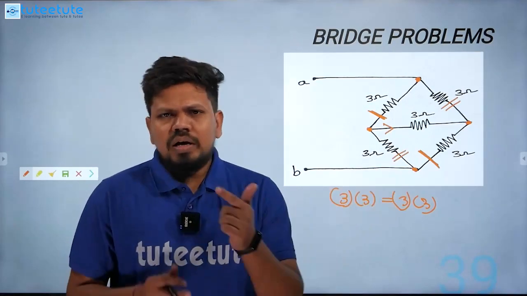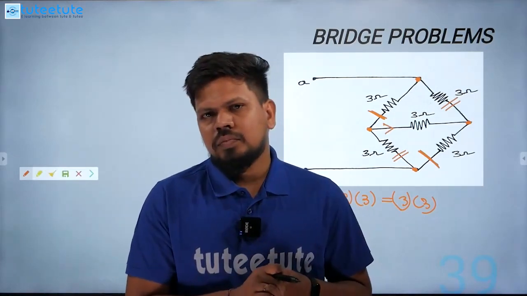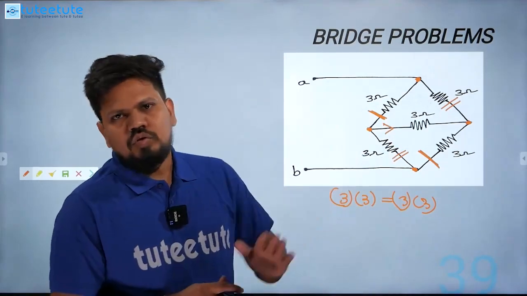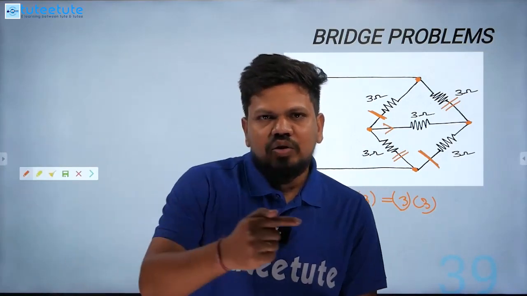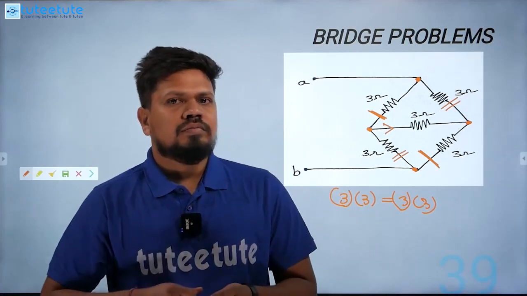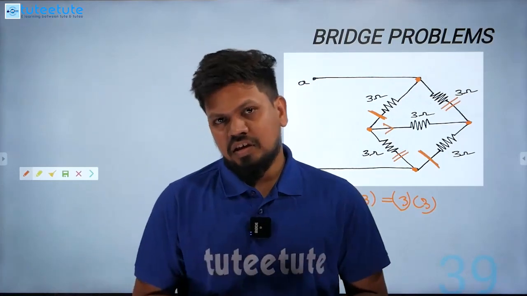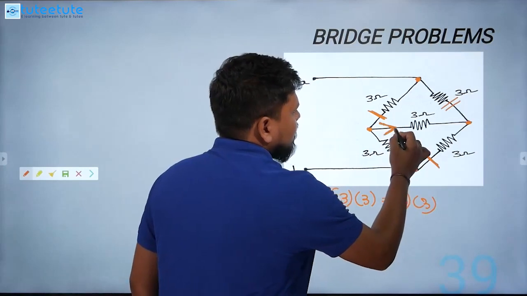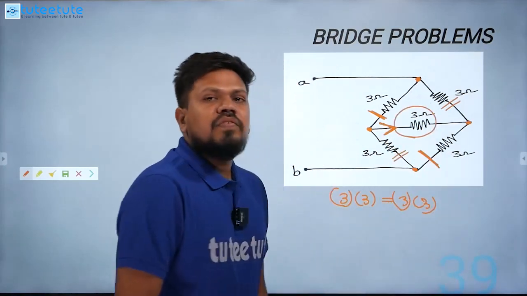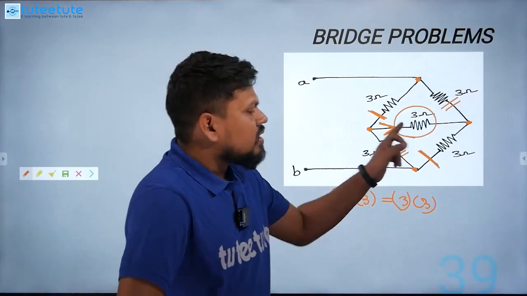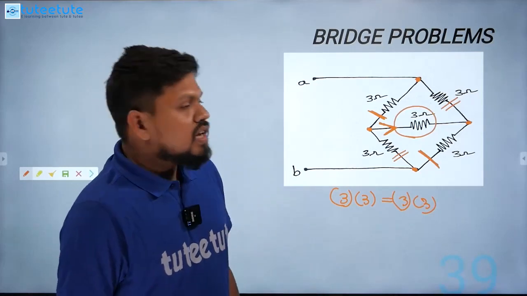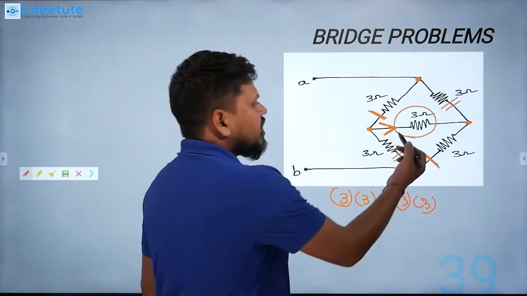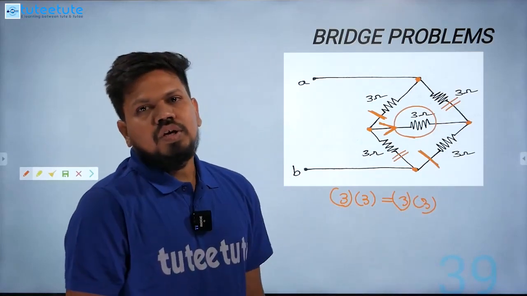That means no current is going inside. When there is no current, what is the resistance of that path? No current means high resistance, infinity resistance. That means this middle element is acting as infinity resistance, virtually an open circuit. Maybe there is a 3 ohm resistance, but it is acting like an open circuit. No current is going.